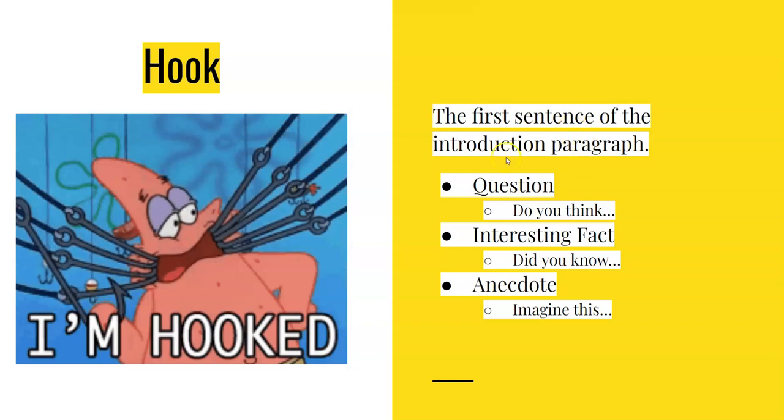So let's talk about the question hook first. This is my personal favorite type of hook just because I think it's the easiest. All you have to do is start with a question, and it needs to be a question that's related to the topic that you are writing about, and it's going to get your audience thinking about the topic that you're going to be discussing. A great way to start with a question hook is, "Do you think..." and then you fill in the blank.